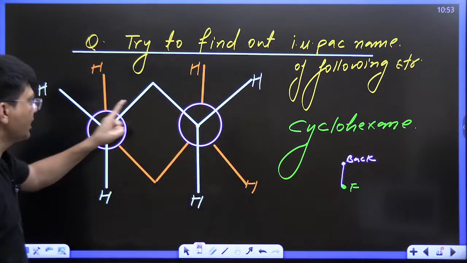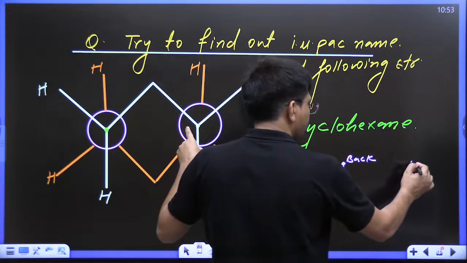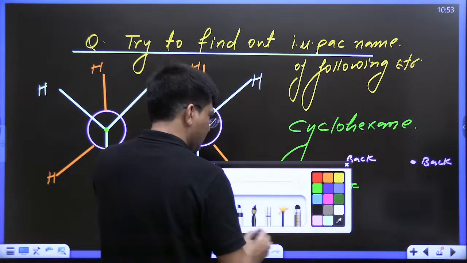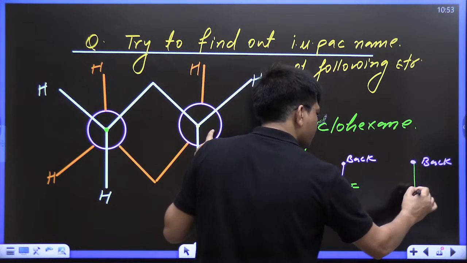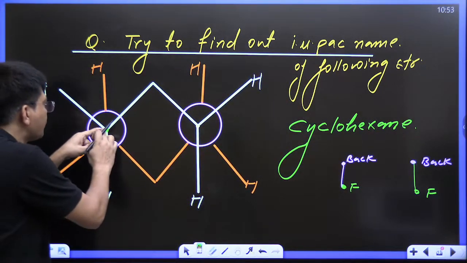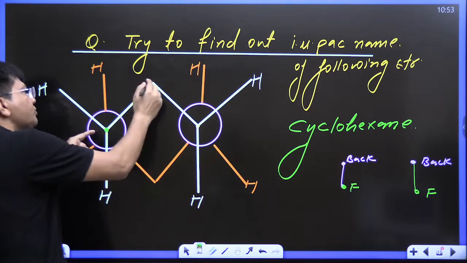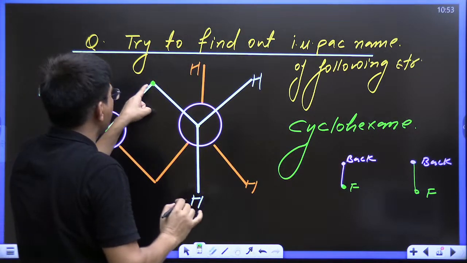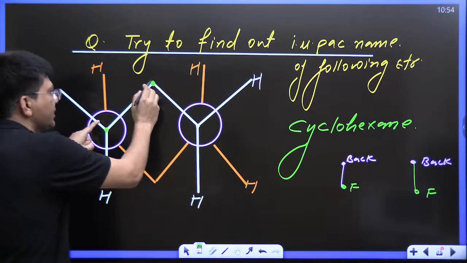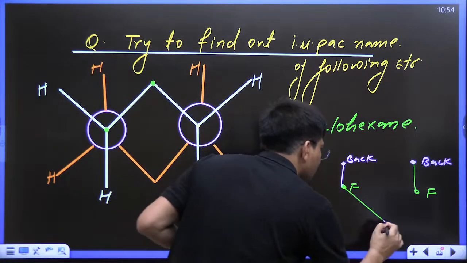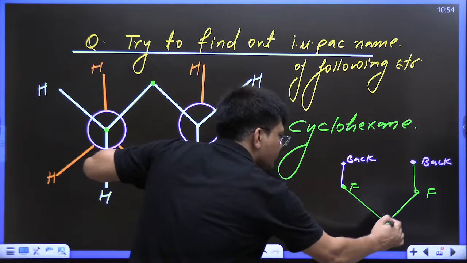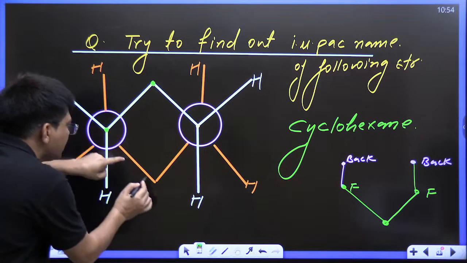Is it okay? Same thing over here. This is the back carbon, and this is the front carbon, and both of them are attached, the front and back. Kids, clear? Now this front carbon is attached with the back carbon as well as with this carbon also. So there is one carbon attached somewhere else, and that is attached with this front carbon.